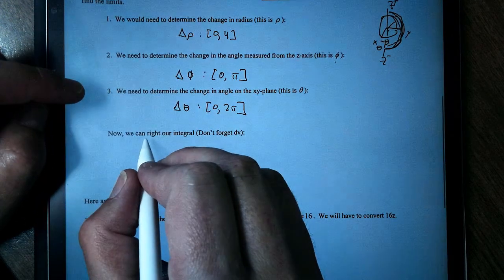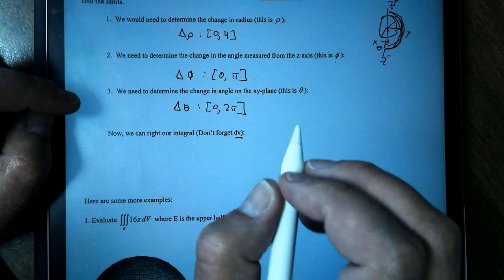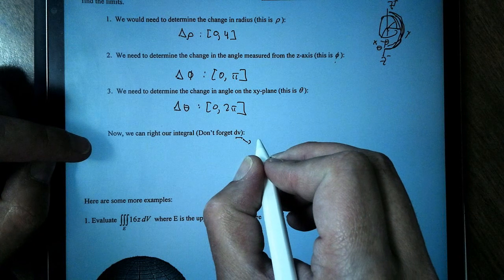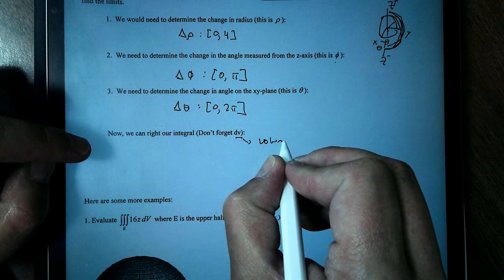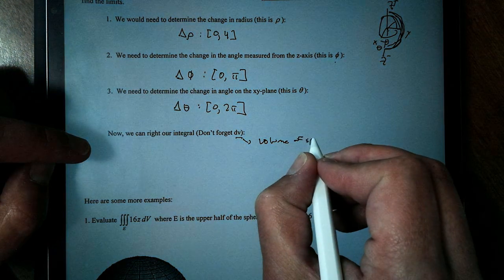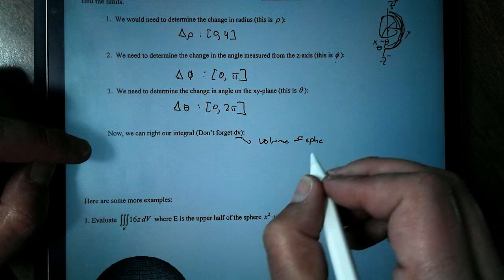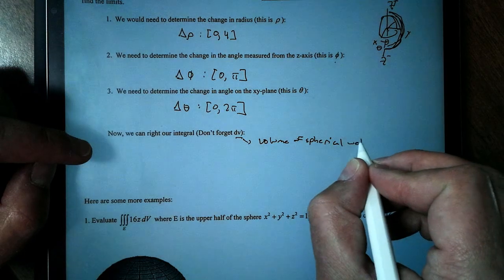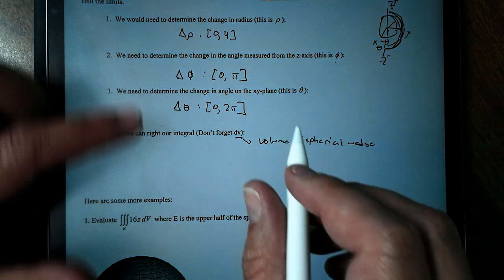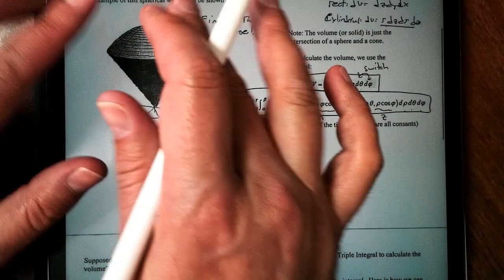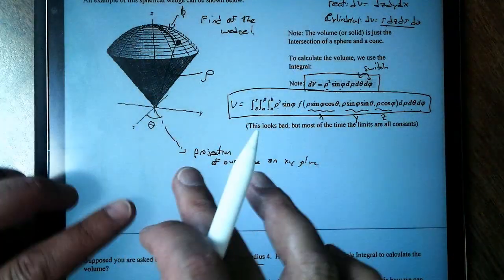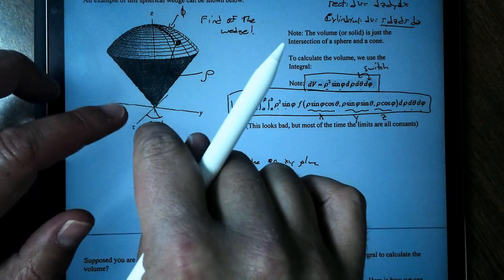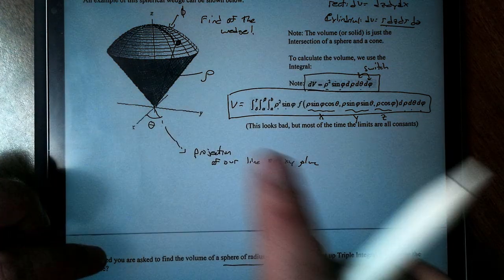Now, we can write our integral. Don't forget your change in volume formula, though, okay? Don't forget the dV. This right here is the volume of our spherical wedge as we're moving it around. It's kind of confusing. Remember our little wedge right here. The volume of this wedge is going all the way around. Phi goes from 0 to pi, theta goes from 0 to 2 pi, and rho goes from 0 to 4.